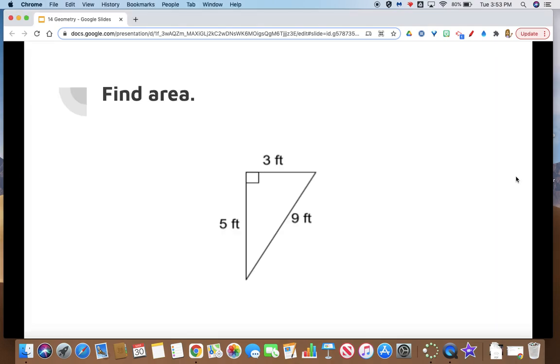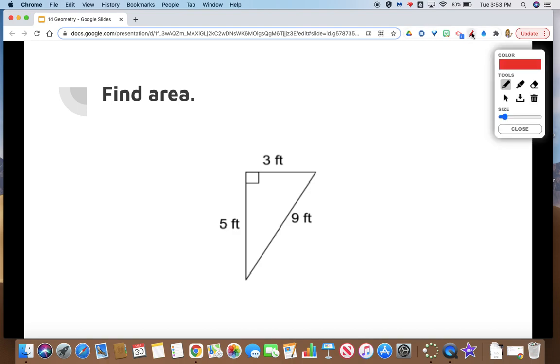Let's start with finding area of this polygon. What shape is this? It's a triangle. So we're going to find area of a triangle. How do we find area of a triangle? What is our formula? Use your formula sheets. To find area of a triangle, we take base times height and divide by 2.